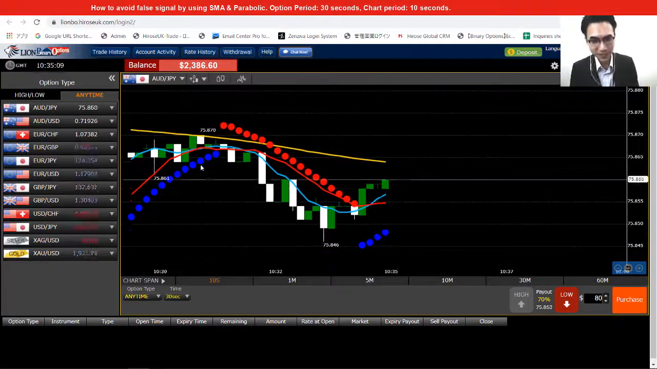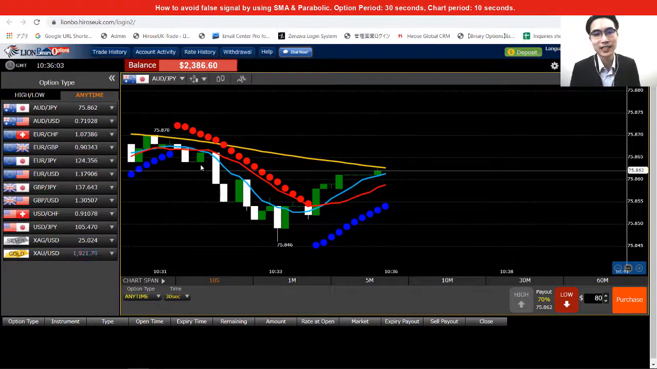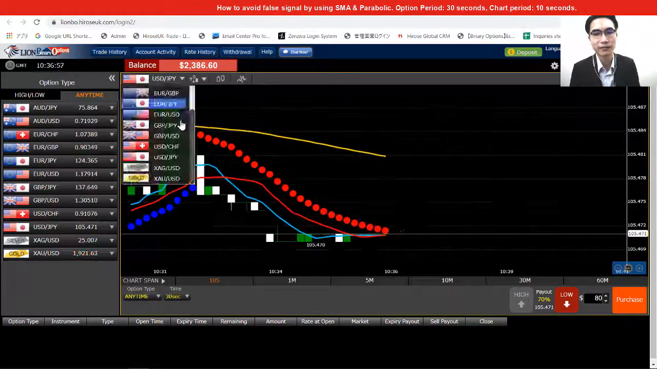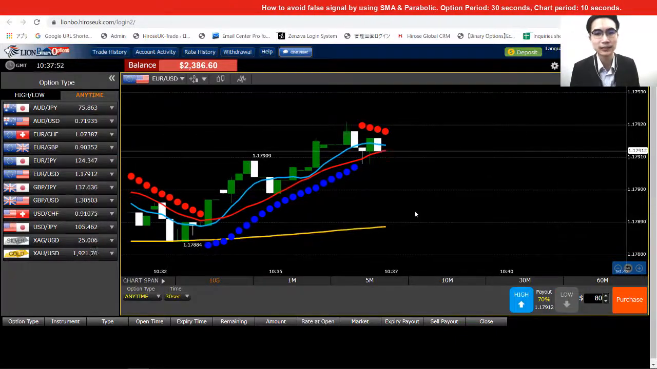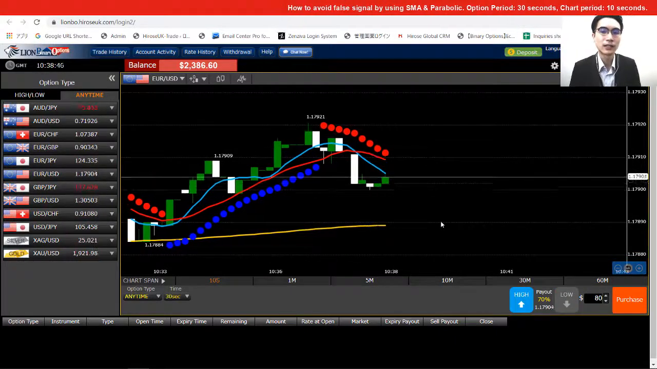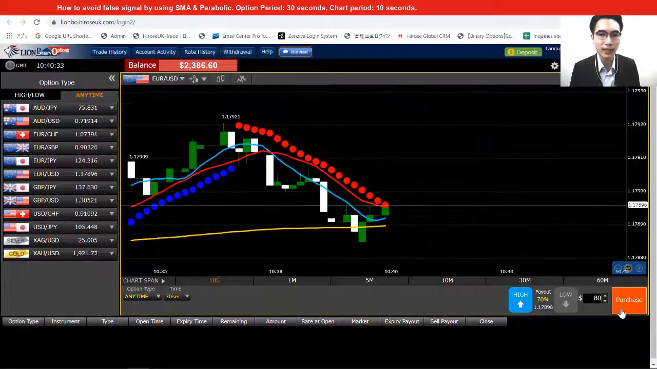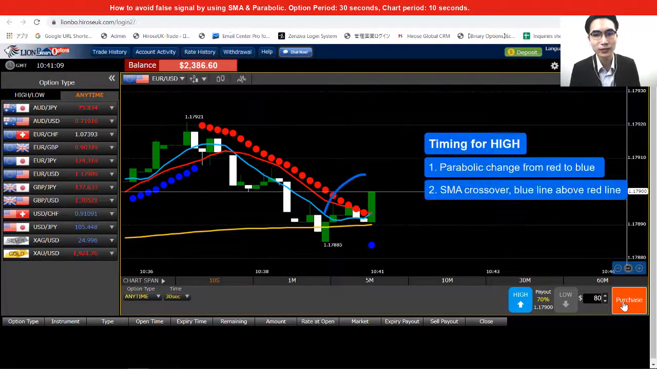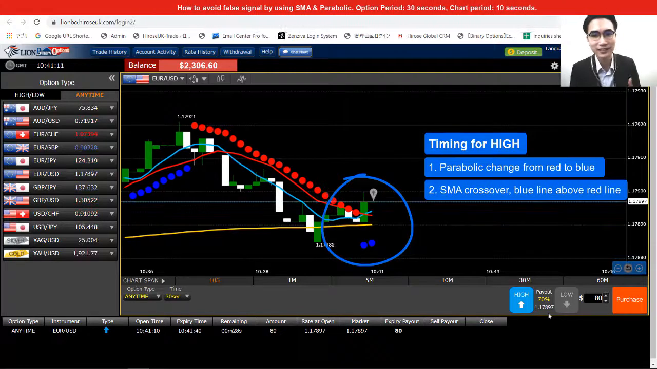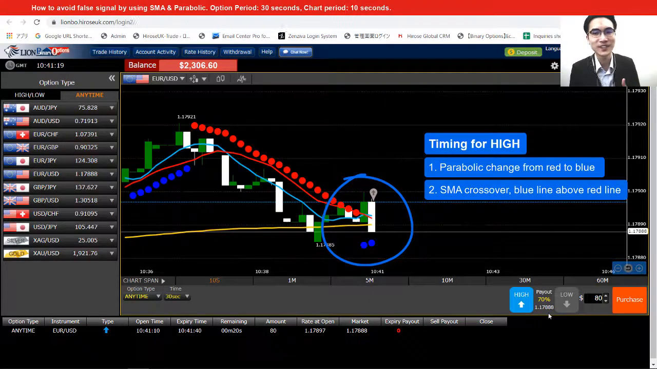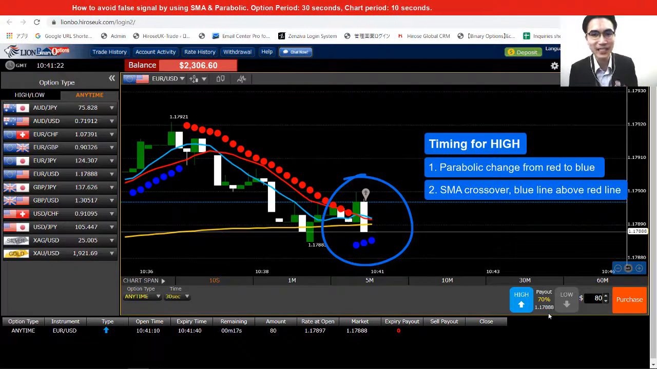So well, browse a bit more and just try to see if I can spot any false signals. Okay, so well, just a little bit more here. Okay, so yep, there we go. Okay, so a red parabolic has changed to a blue, so that means that a downward movement has changed to an upward movement. But then, well, the timing here is correct.